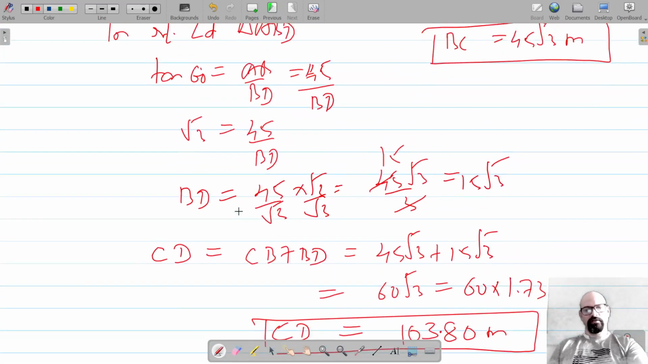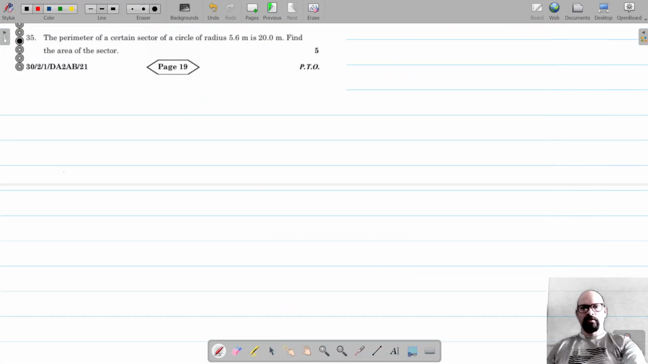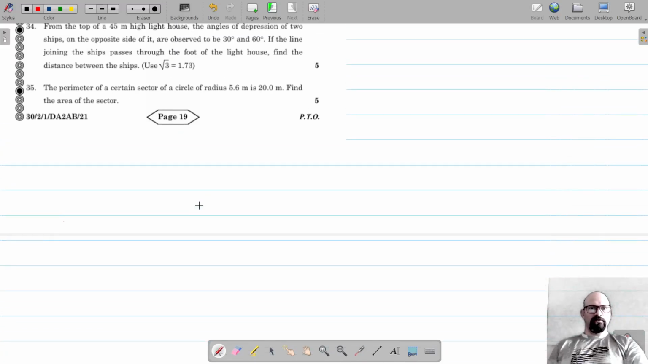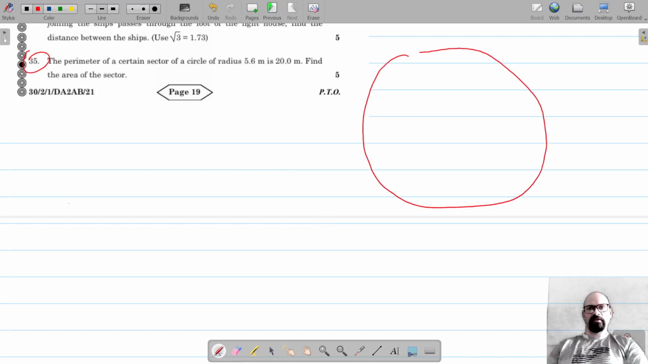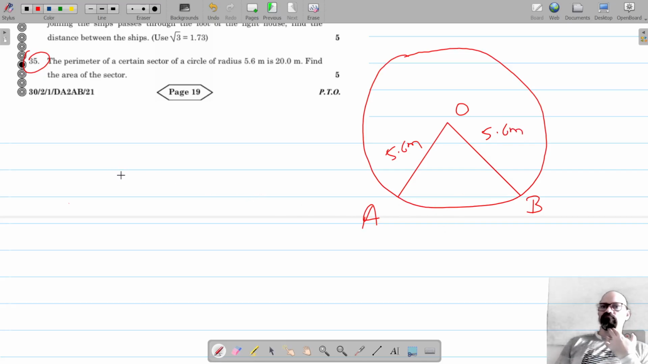Let's move on to the next question. Given that the perimeter of a certain sector of a circle of radius 5.6 meters is 20 meters, we have to find the area of the sector. So this is question number 35. Let's say this is the circle with center O and radii OA and OB. The radius is 5.6 meters and its perimeter is 20 meters.